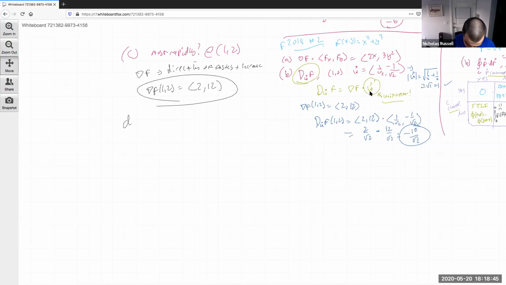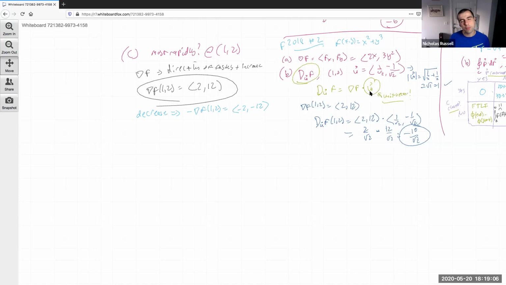I don't need to make a unit vector. It's not necessary at all. If you're asked for the direction of maximum decrease, the direction is just the negative gradient at (1, 2), which would just be <-2, -12>. It's the exact opposite direction.